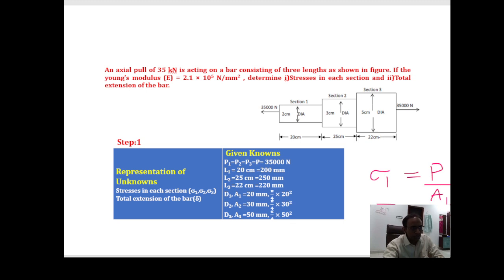Now, if you are interested in the total deformation, we have just written the formula first. For one bar it is P L1 by A1 E1. Of course, E is the same, so it is P L1 by A1 E for the first section. This is the deformation resulting from the load. Similarly, we can calculate for section 2, P L2 by A2 E2.